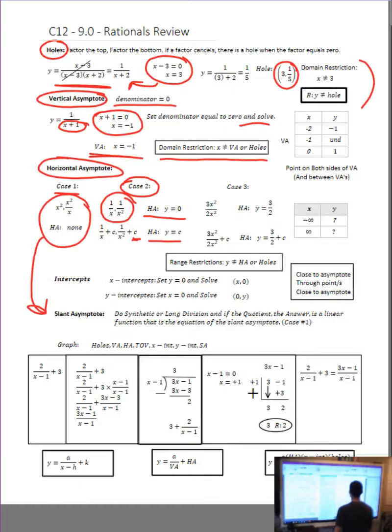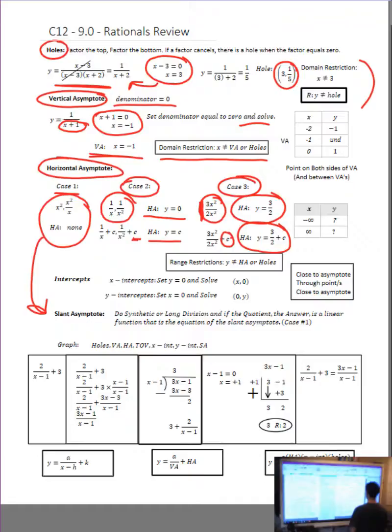Case 3, if the exponent of x is the same on the top and the bottom, y is equal to the fraction of the coefficients, 3 over 2. If that graph has been shifted up or down at all, the horizontal asymptote is y equals whatever the horizontal asymptote was before plus c.